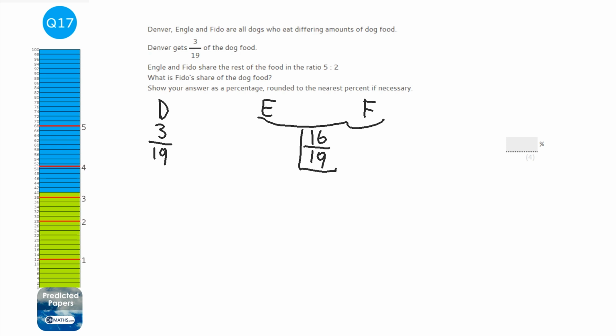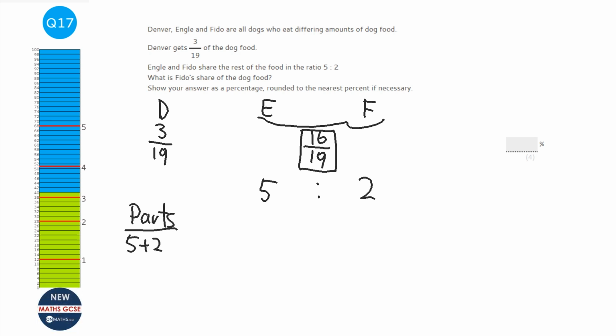So that's how much food they'll get, but they're sharing it in the ratio of 5:2. So in total, the amount of parts they have is 5 plus 2, which is 7. So there's 7 parts altogether. Okay, and one part is going to be worth, as a fraction, 16/19 divided by 7. So 16/19 on the calculator divided by 7 gives us 16/133. So that's the fraction of each part.